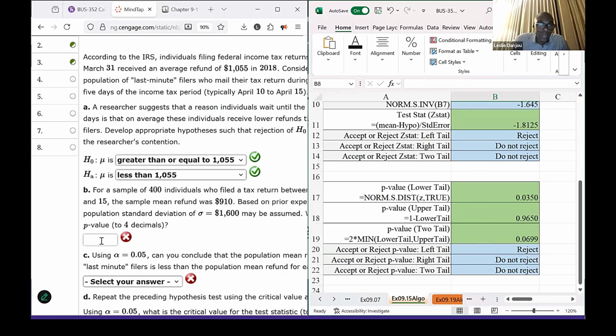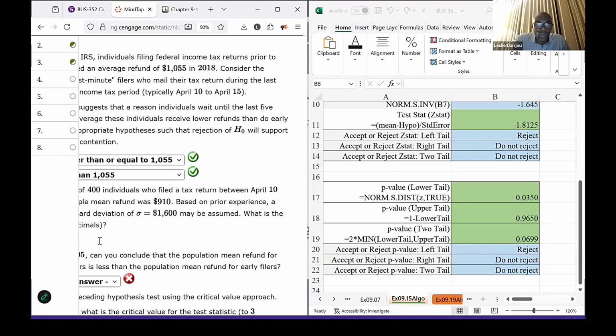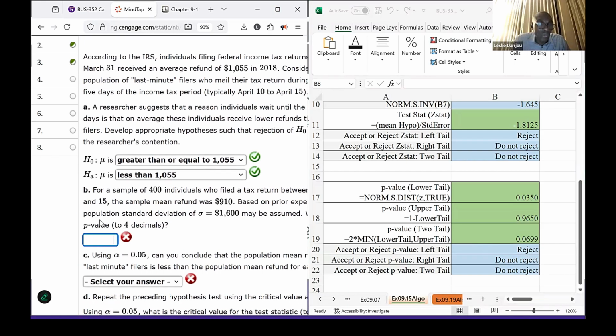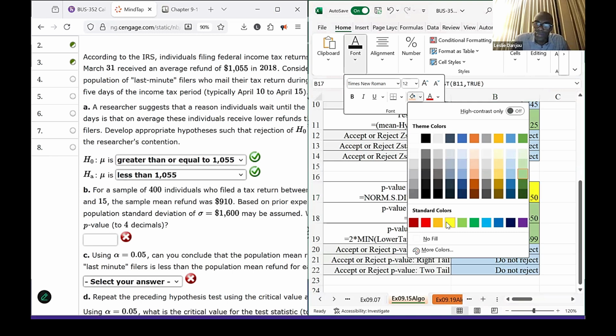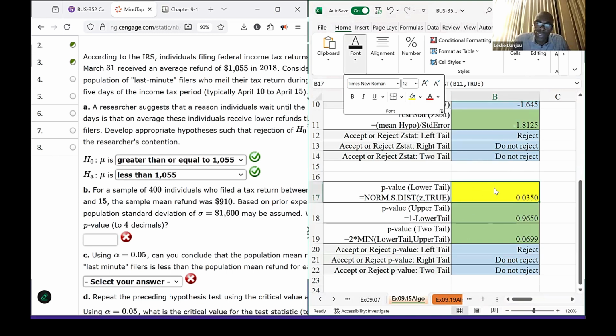So in here, what is the p-value? Which p-value do I use? Because we're dealing with p-value, and this says less than, this represents the lower tail. I'm going to yellowify this. You have to understand how to read this, and this is why it's vitally important we understand what the claim is. Is the claim a left tail test? Is the claim a right tail test? Or is the claim a two tail test? In my case, the claim is a left tail, or lower tail, test.